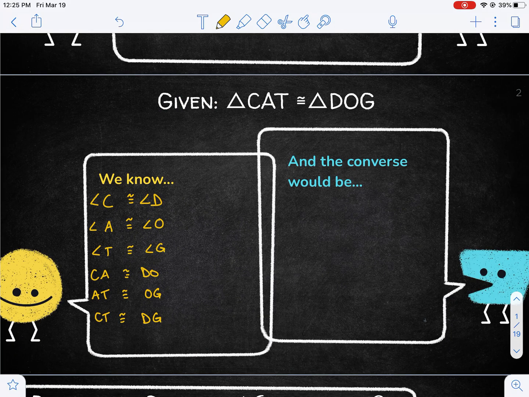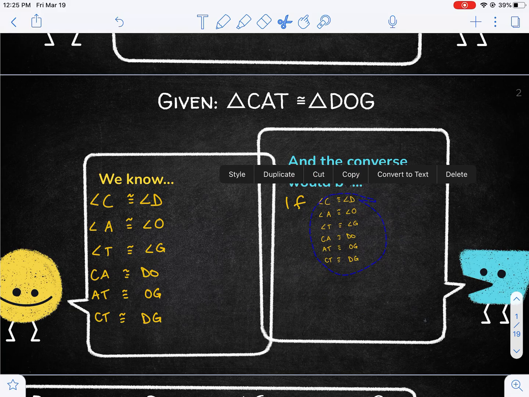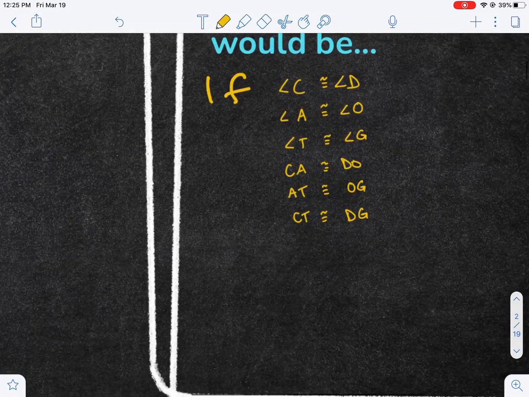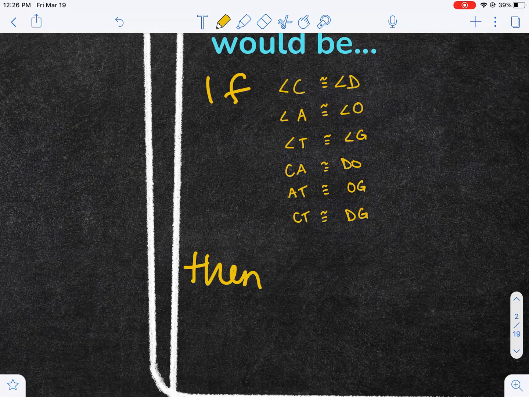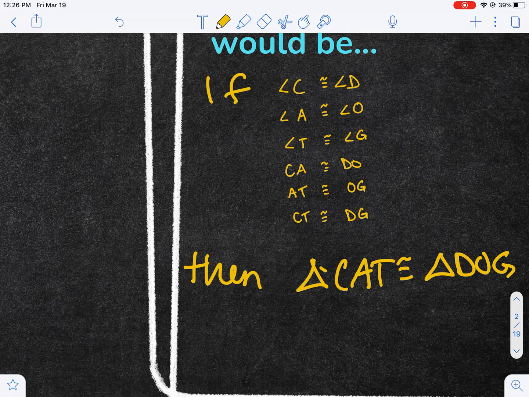If I wanted to write a converse, then I could say if all of this is true, then triangle CAT is congruent to triangle DOG. But that's a lot of stuff to have to know.